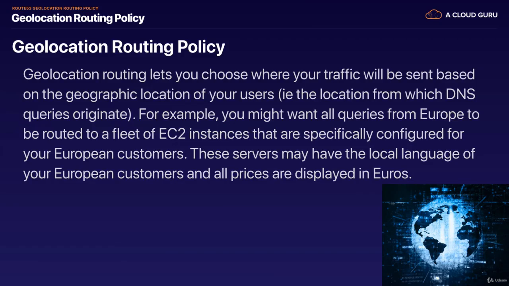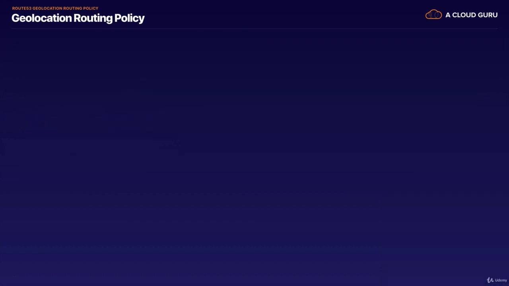So geolocation routing policies let you choose where your traffic will be sent based on the geographical location of your users, i.e. the location from which the DNS queries originate. For example, you might want all queries from Europe to be routed to a fleet of EC2 instances that are specifically configured for your European customers. So these might be little web servers that are using the euro symbol rather than the US dollar symbol, for example. And these servers might also have the local language of your European customers and all prices displayed in euros, etc., etc.